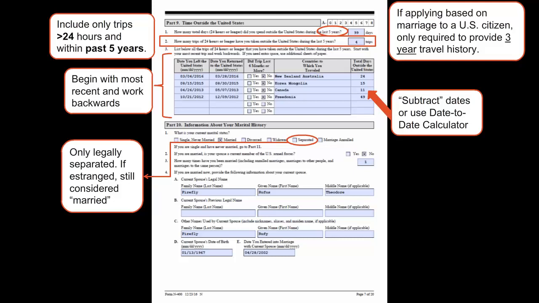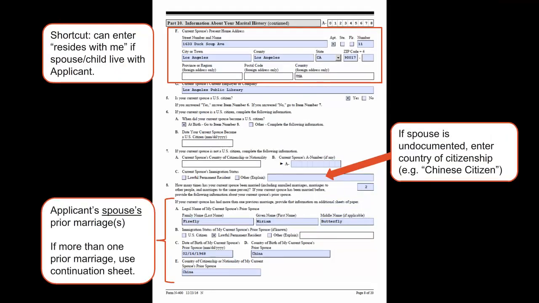If the applicant is single and has never been married, make sure you write 0 on question 3, and you can skip the rest of part 10 because it will not apply to them. Page 8 continues with the spouse's information. You may enter the full address if the spouse lives with the applicant, or as a shortcut, you can write resides with me or something similar to that effect for spouses and children that live with the applicant.